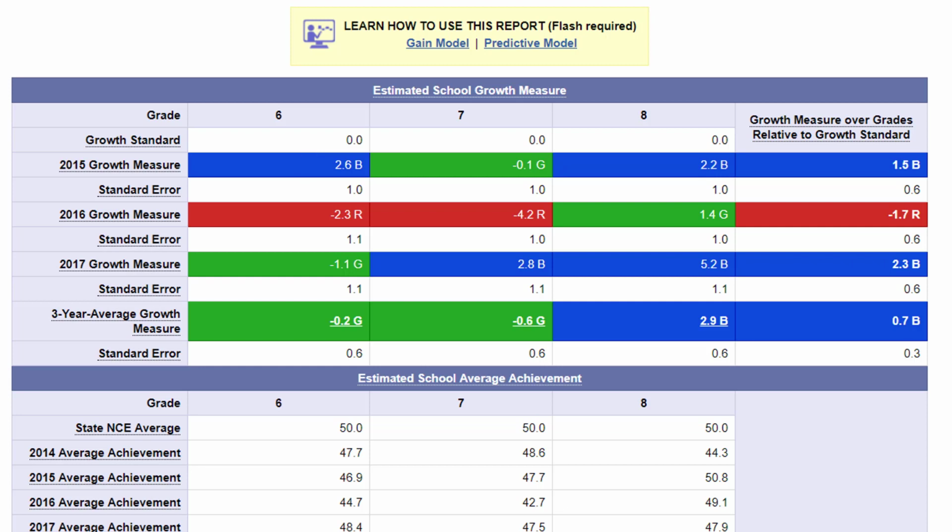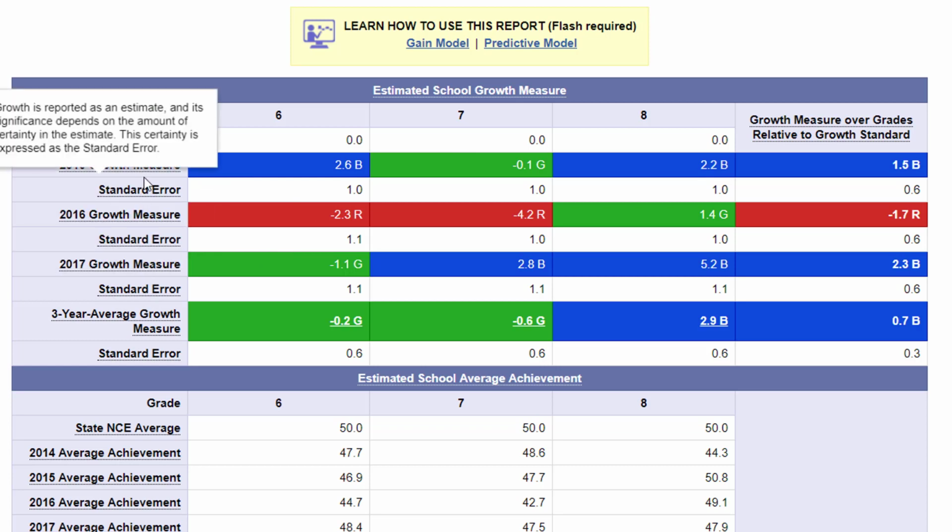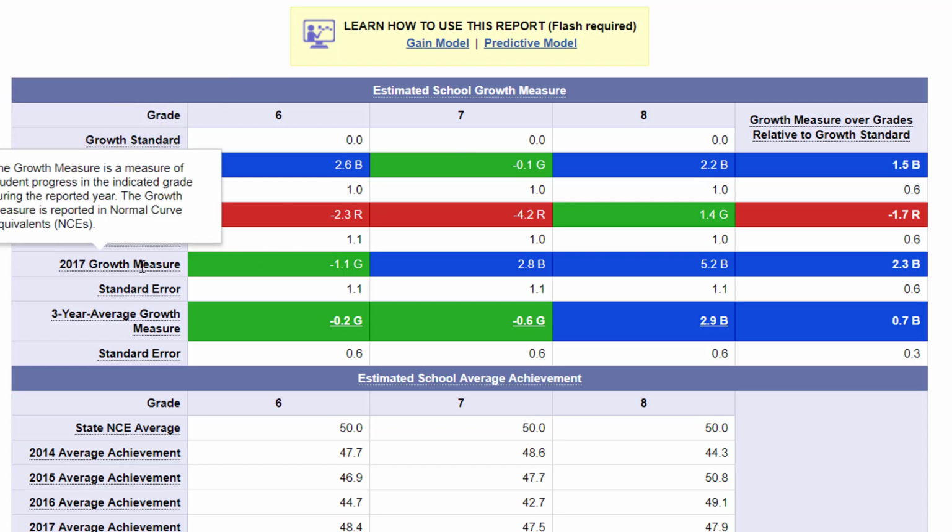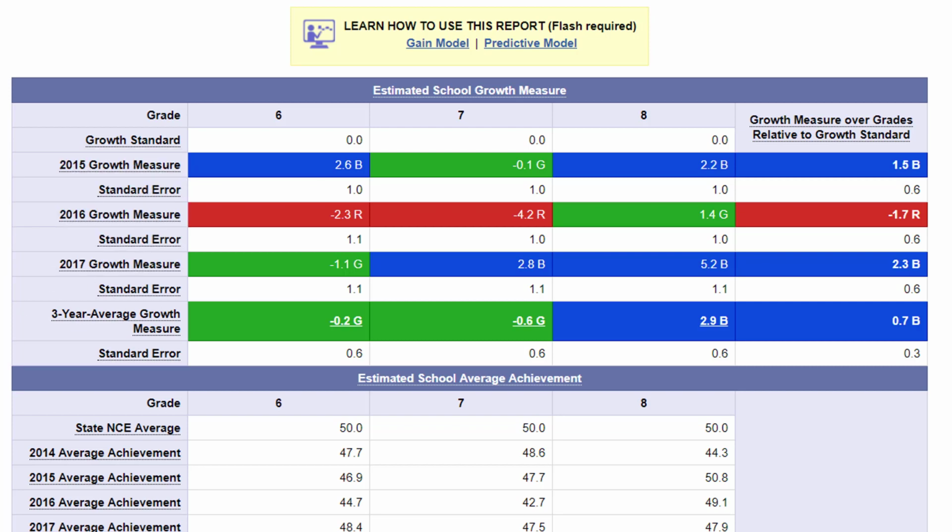In the gain model, the growth standard is the expectation that students should at least make enough growth to maintain their achievement level relative to their peers statewide. So let's look and see how that represents itself on this chart. We've got 3 grade levels. We've got 3 years of data, 2015, 2016, and 2017. And again, we're looking at reading.